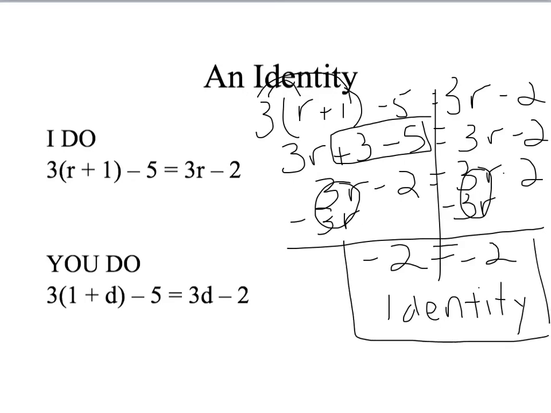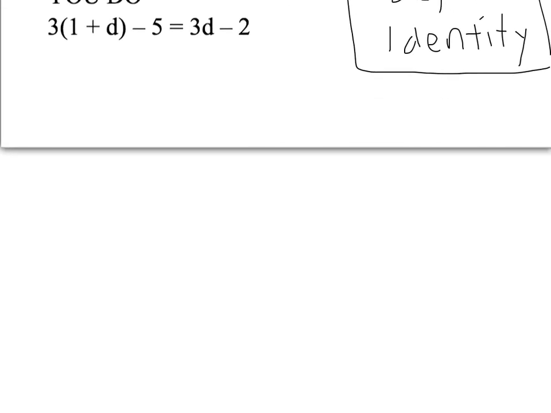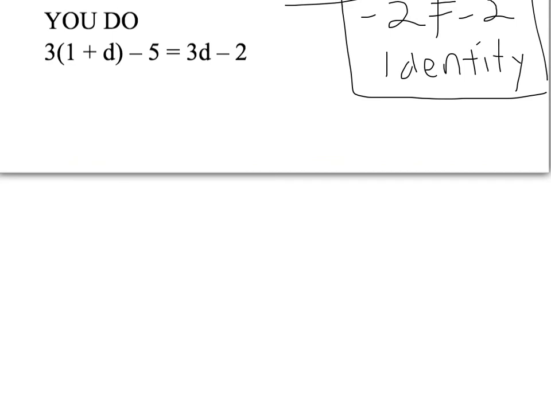Okay, so please pause the video and try the next one. Okay, let's see how you did. So in the first step, you should have distributed 3 times 1, which is 3, and 3 times d.